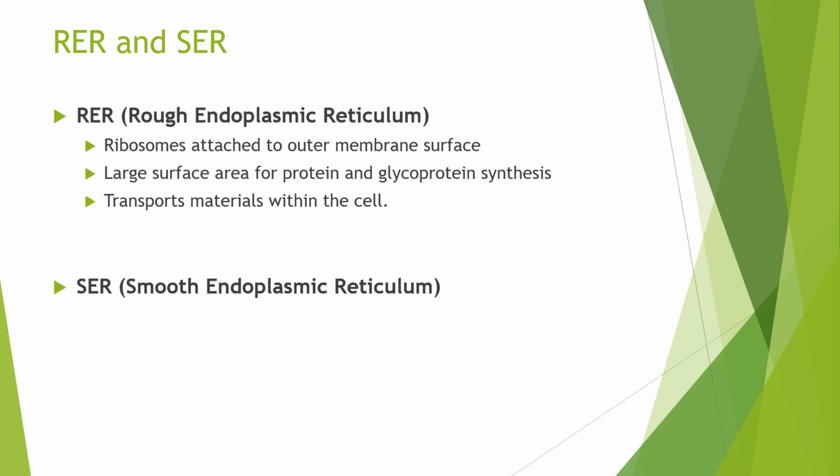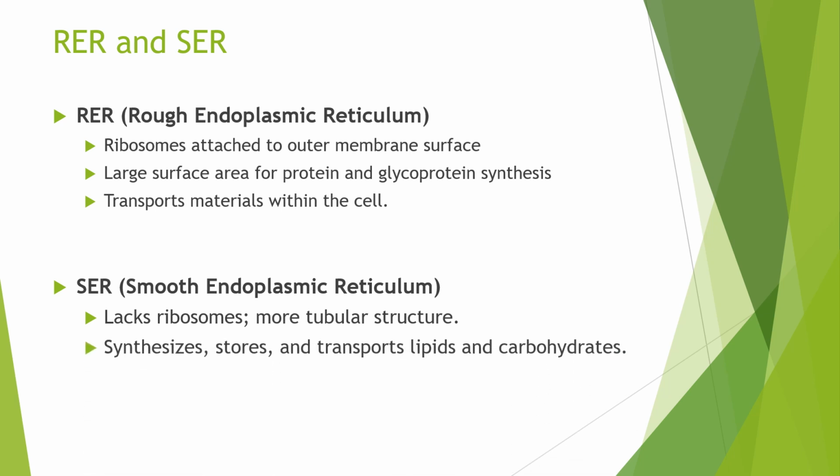The SER, or smooth endoplasmic reticulum, lacks ribosomes, making it appear smooth and more tubular under a microscope. It specializes in the synthesis, storage, and transport of lipids and carbohydrates. These molecules play critical roles in energy storage, membrane formation, and signaling pathways. For instance, the SER in liver cells is involved in detoxifying harmful substances, while in muscle cells, it helps regulate calcium ion levels for muscle contraction.